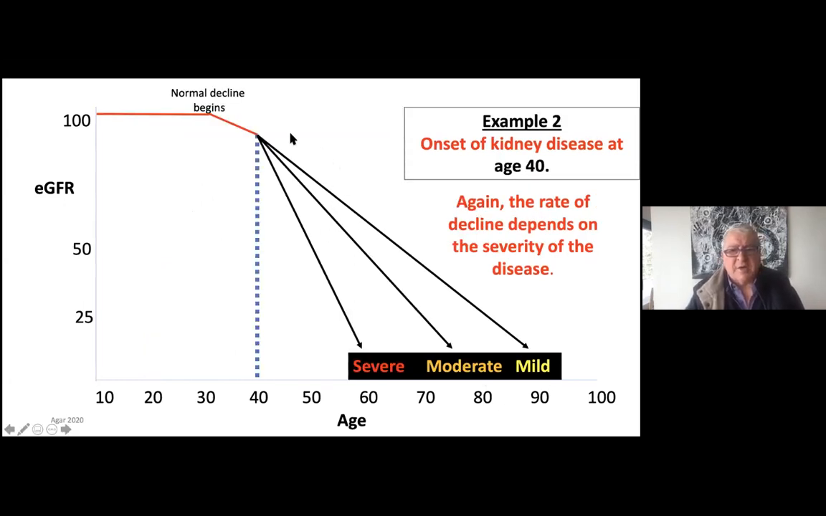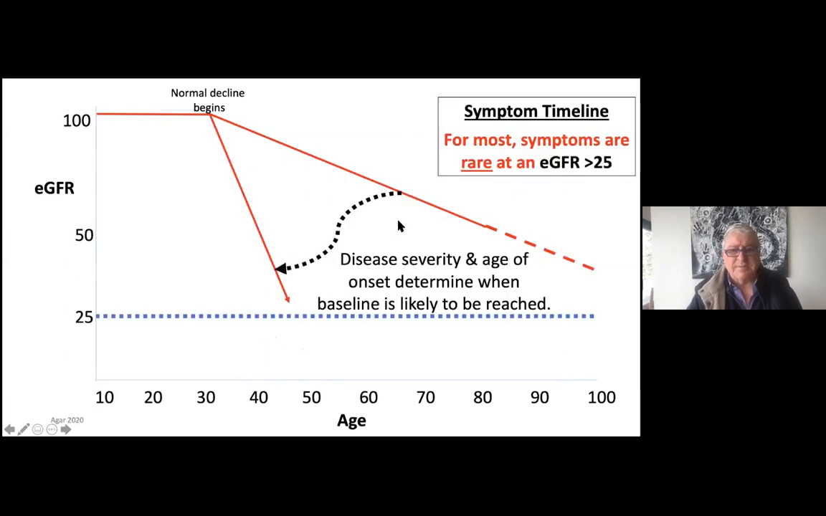Let's say, however, somebody gets the onset of kidney disease at 40. They've maintained their normal kidney function out to around the age of 30. Then they've started their normal age-related decline, and then suddenly they get kidney disease. The length of time it will take them with mild, moderate, and severe disease to reach a baseline, the end, if you like, of their kidney function, will be much longer. So the older you are when you have the onset of kidney disease of the same degree, the longer it will take you to reach the baseline.